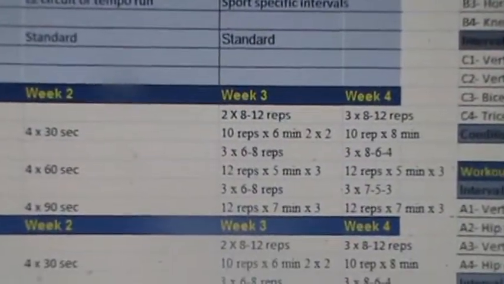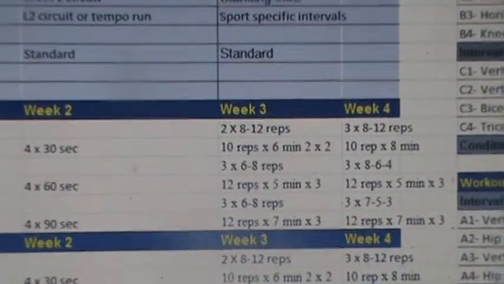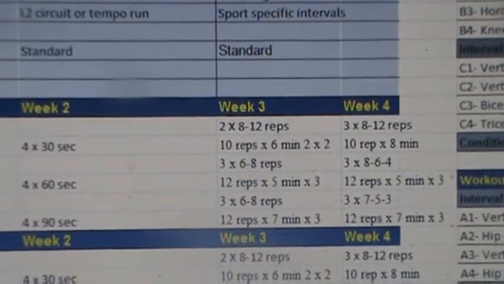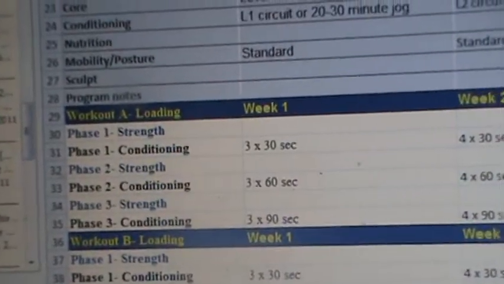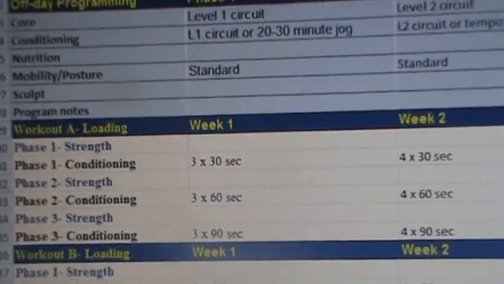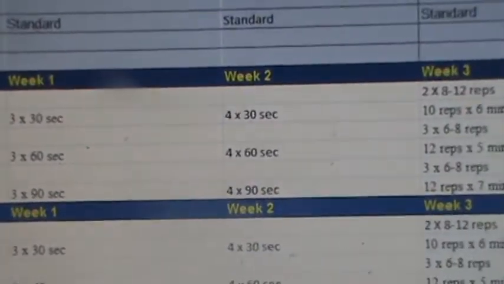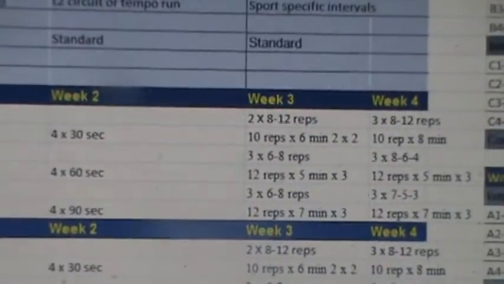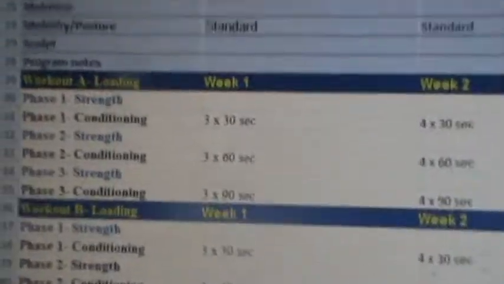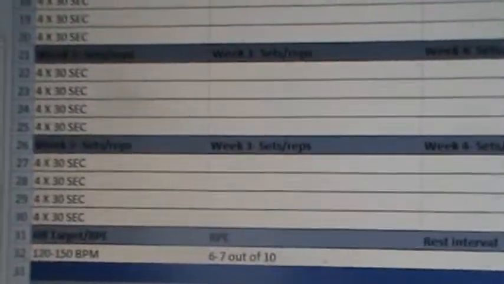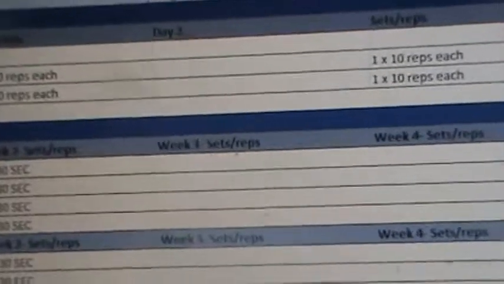As you can see, in weeks 2 and 3, it changes from 2 sets of 8 to 12 reps to 3 sets of 8 to 12 reps. Same thing for conditioning. Phase 1, 3 sets of 30 seconds in week 1, 4 sets of 30 seconds in week 2. So this is just a pre-programmed rep range that I will take over to our workout template here, and I'll just paste it in. I'll back up a little bit so you can see the whole thing.